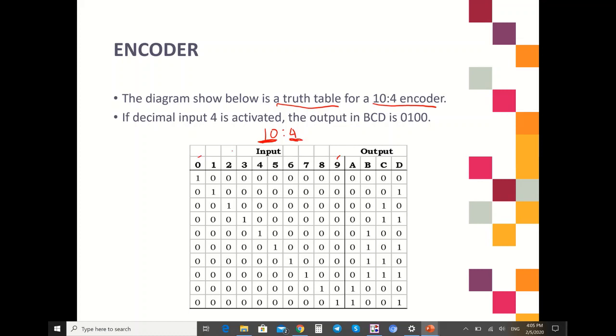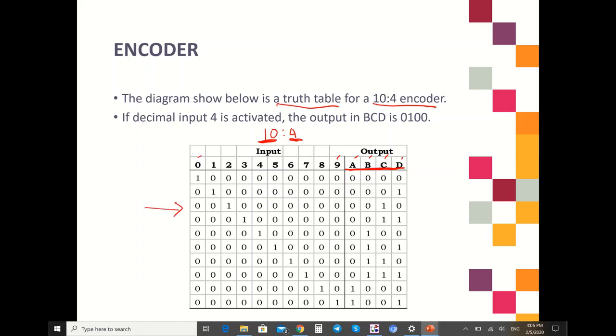And then for the output value, 4 means that you need to represent each decimal by 4 bits, and each bit is represented by one variable, which is A, B, C, and also D. So that's why you have 4 variables of 4 bits. And then how can you fill in the values in the input and also the output?